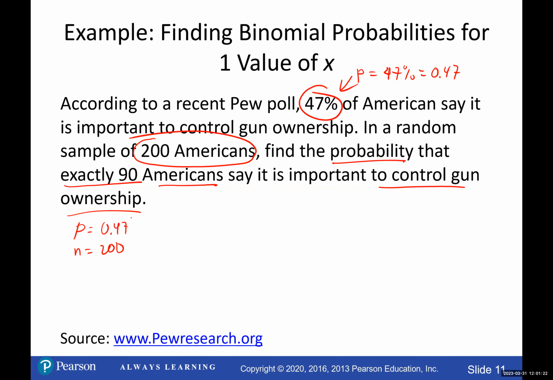What else? We want to have exactly 90 Americans, 90 people say yes. So I have X equal to 90. I want 90 people to say yes. Okay. So let's move to the next line and see what I do.